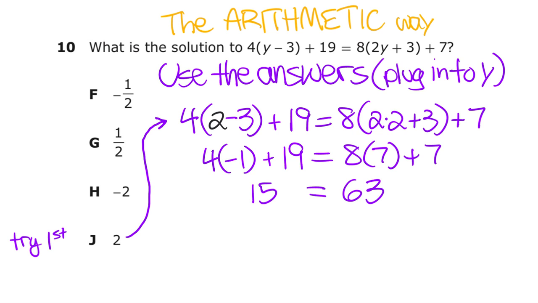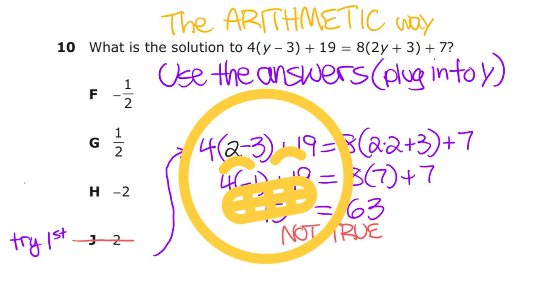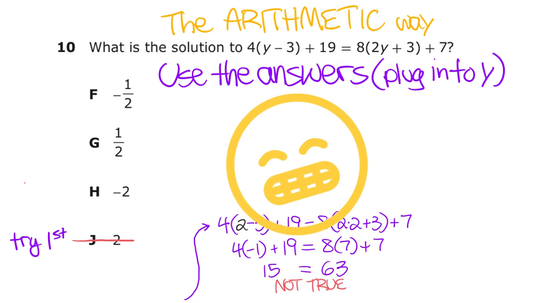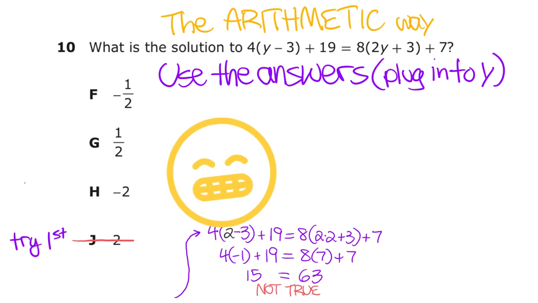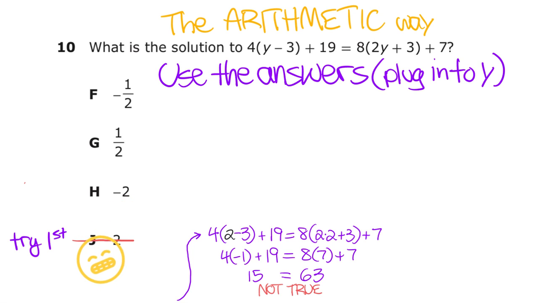If 15 is equal to 63, then answer choice J is correct. But 15 is not equal to 63, so therefore J is incorrect. Bummer, I was hoping 2 would work because it's such a wonderful number to work with. A nice even 2. Oh well, we'll have to try the next one.